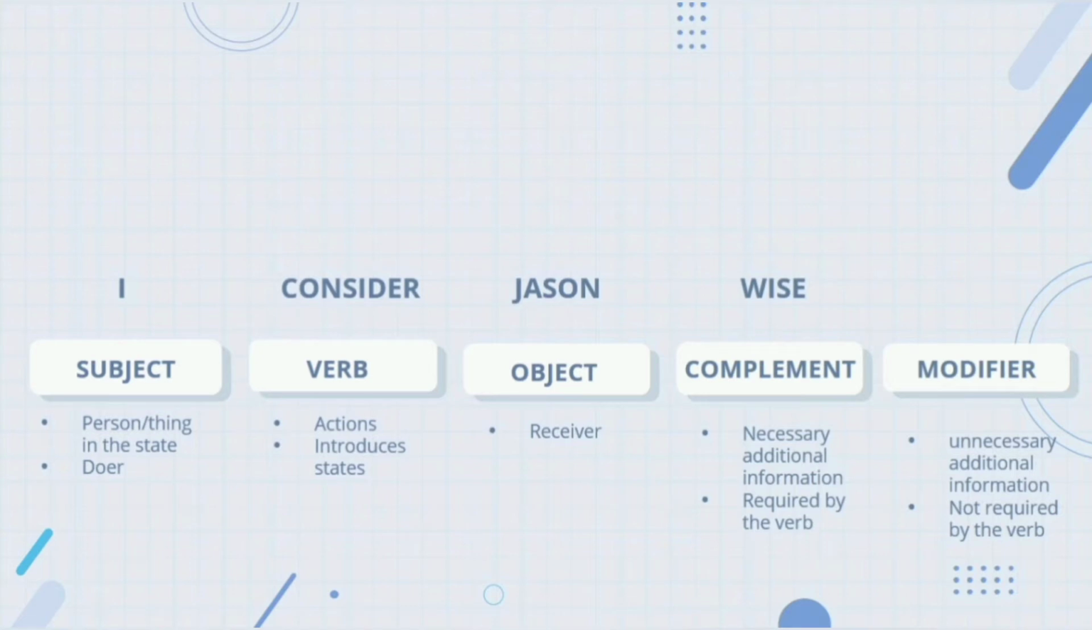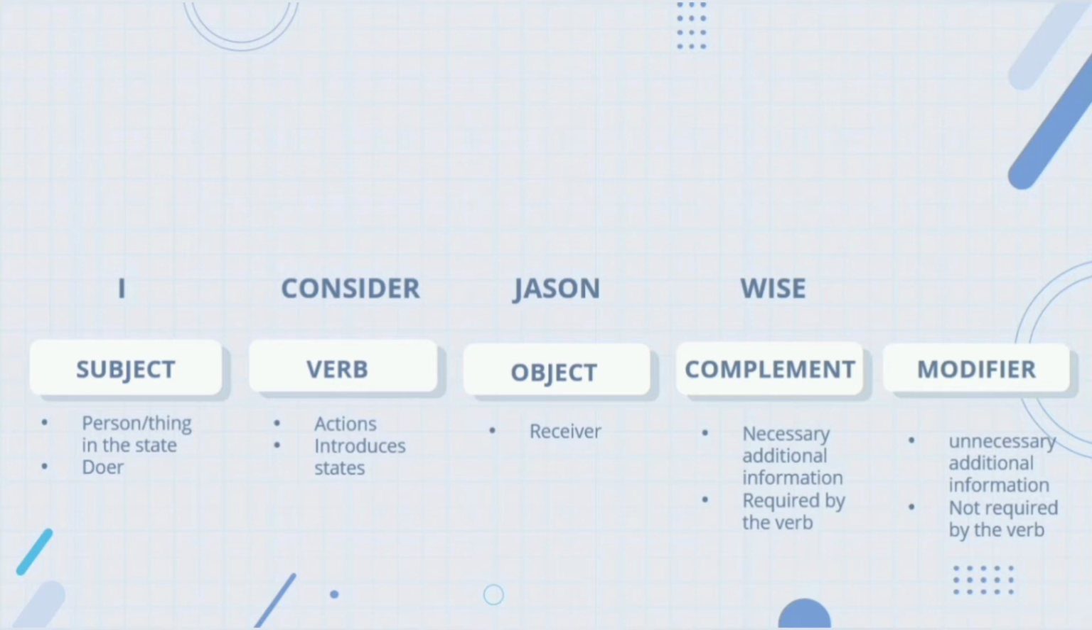Next, the complement is the necessary additional information that must be provided because of the meaning of the verb. For example, in the sentence, I consider Jason wise, because the meaning of the verb consider, it should provide additional information about your opinion of Jason. In this case, the additional information is the word wise.